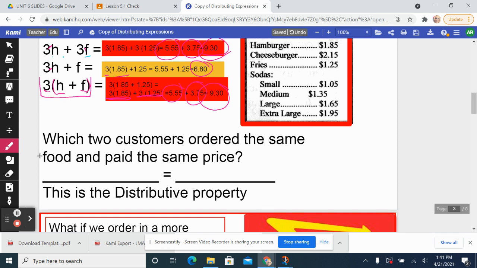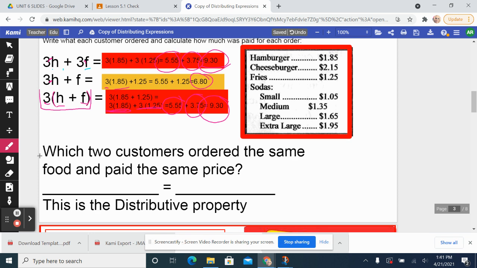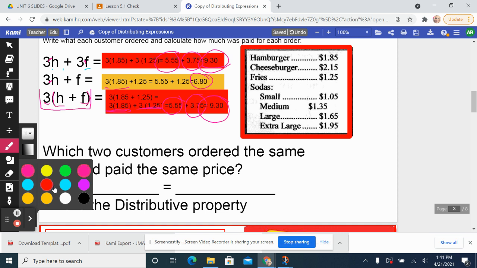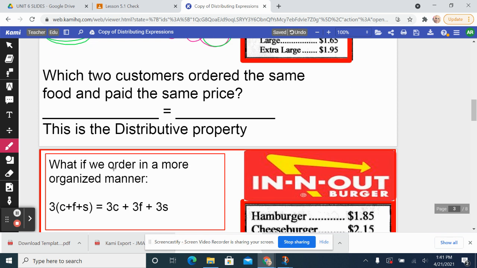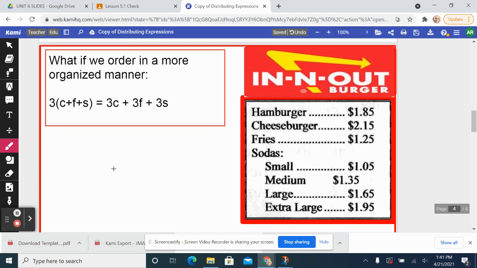So it says, which 2 customers ordered the same food and paid the same price? So the answer to that, I'm going to use a different color here, is going to be this customer and this customer, right? You got the $9.30 and the $9.30. So just keep in mind that it can be written like this, or it can be written like this, and they are equal. Okay? So here's some other things for you to know before you start writing anything down. We will go over some examples in this video.